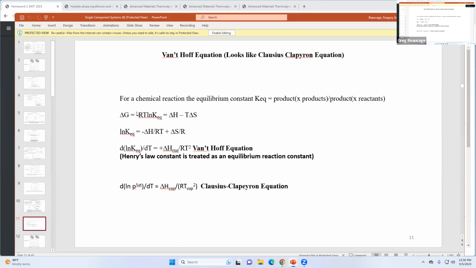Or you can go through the approach of starting out delta G is V delta P plus S delta T dt, and then equate the two phases, then go through the Clausius-Clapeyron approach. You can get the same equation. They're totally different approaches, right? But they end up with the same equation. The two different separate approaches, right?